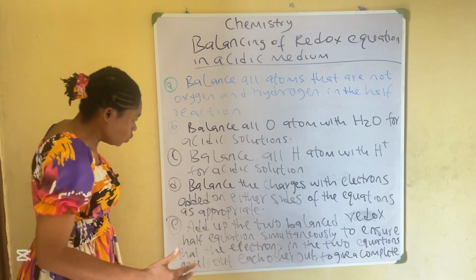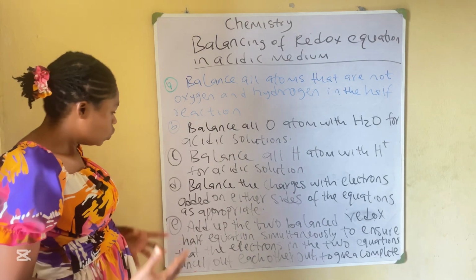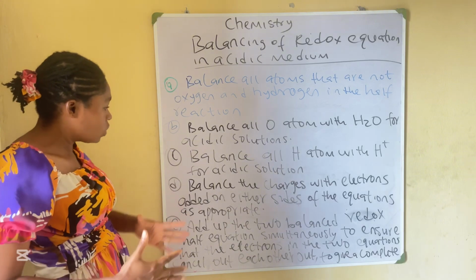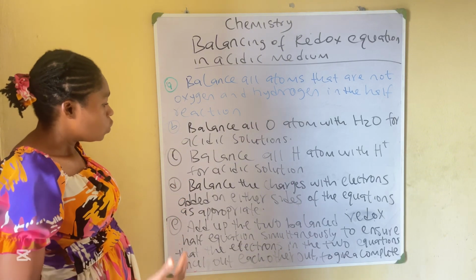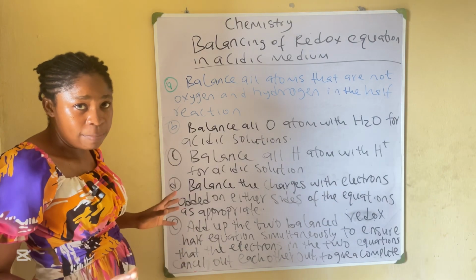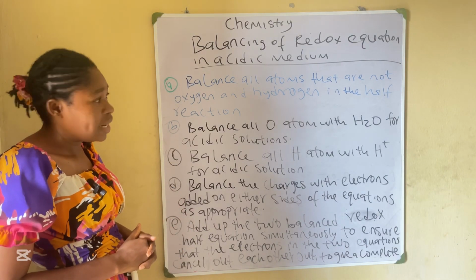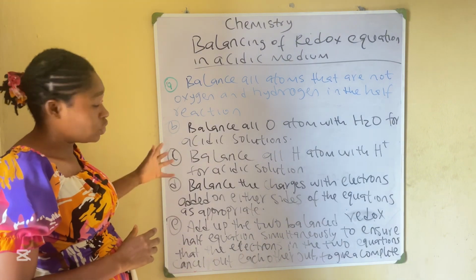Rule number five: add up the two balanced redox half equations simultaneously, to ensure that the electrons in the two equations cancel out each other, to give a complete equation with all the charges balanced. Okay, let's look at two examples where we can apply all these rules.